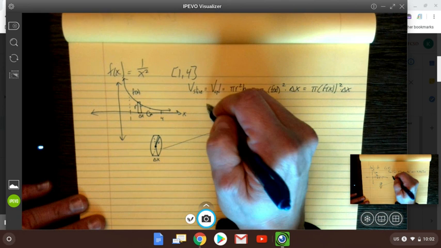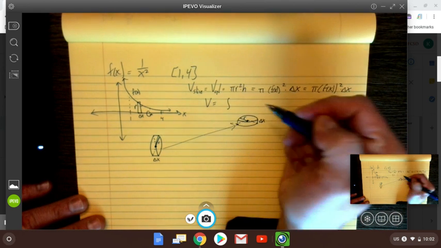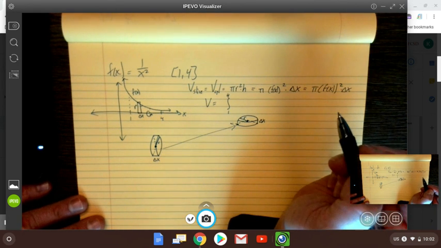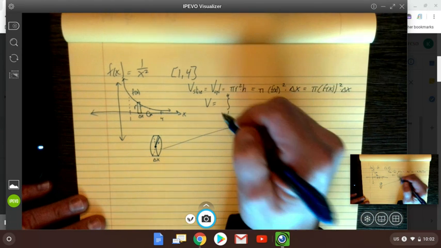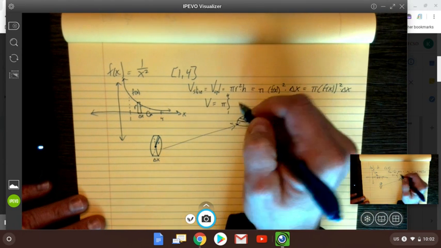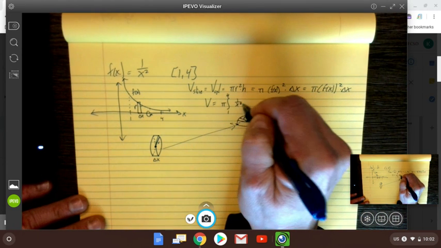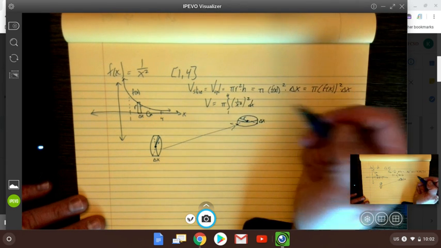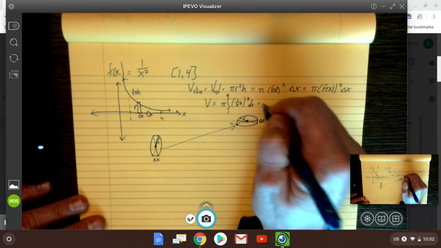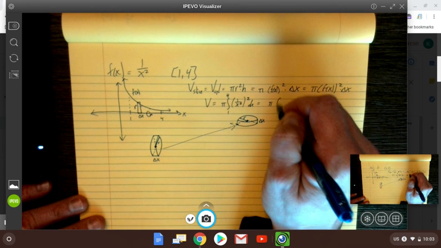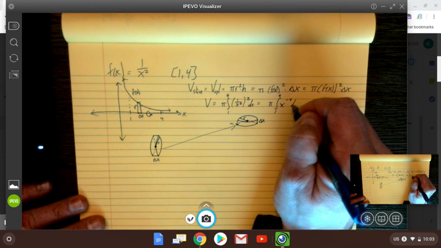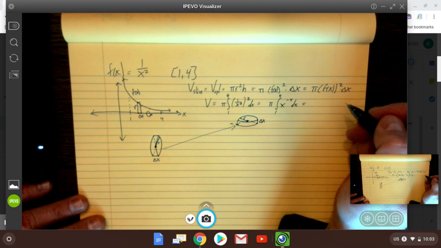So therefore my total volume is going to be pretty easy. I'm going to use the integral, which is going to sum all of the volumes of all of the slices from 1 to 4 of pi times 1 over x squared, squared, dx. If I square 1 over x squared, I get 1 over x to the 4th, or x to the negative 4th dx.